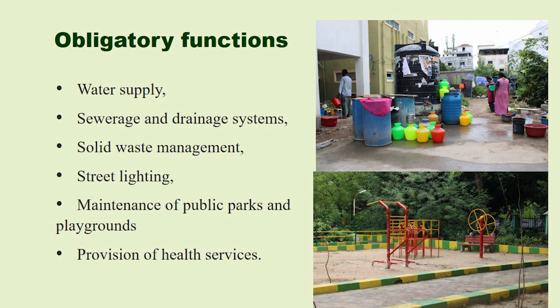Let us look at what the obligatory functions all consist of. Some of the obligatory functions of urban local bodies include providing and maintaining water supply, sewage, drainage system, solid waste management, street lighting, maintenance of public parks and playgrounds, and provision of health services in the urban areas. The urban local bodies are also responsible for providing basic services such as birth and death registration, issuance of trade licenses and collection of property taxes.